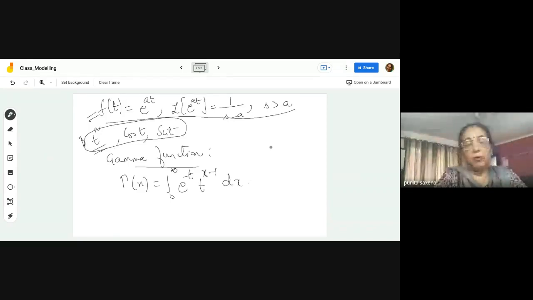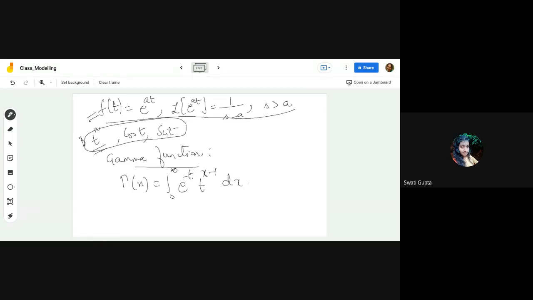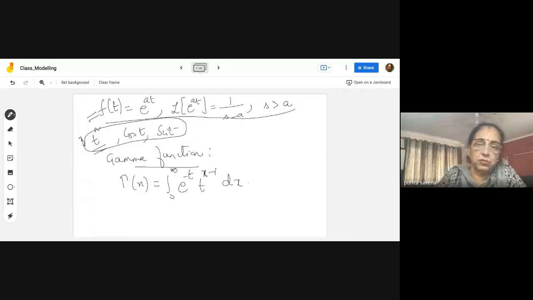And do you remember any properties of gamma function? Ma'am, the place where you have written dx, it should be dt. It should be dt, I'm sorry. It's not dx, it is dt. And any property that you remember of gamma function? Any one property that you remember?